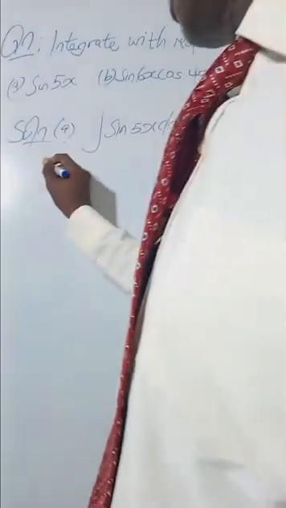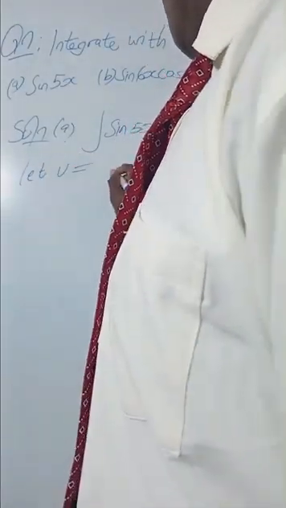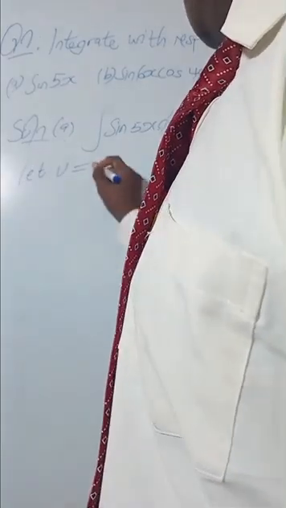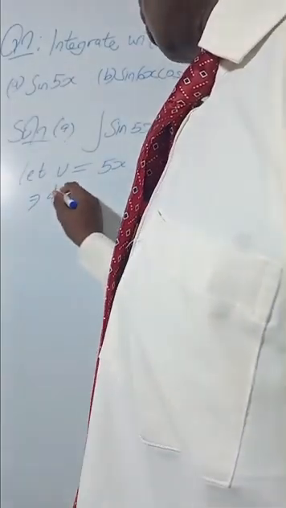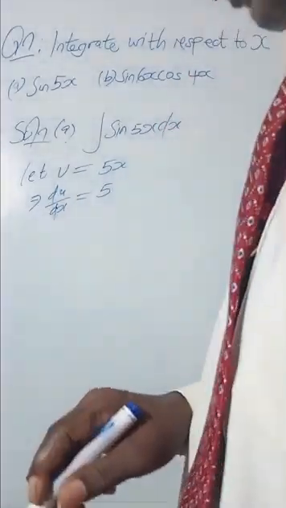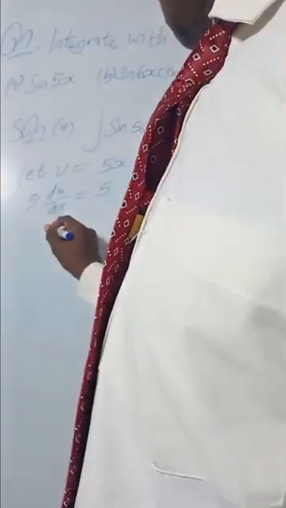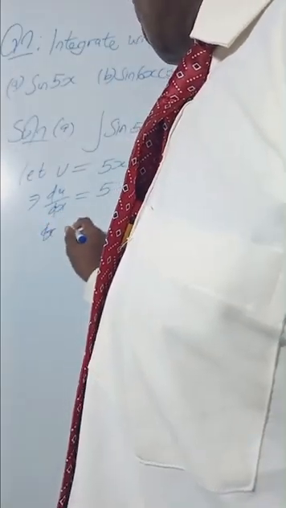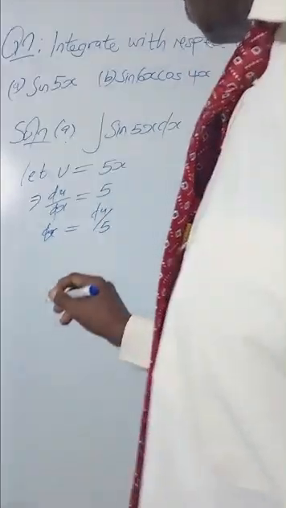How do we do that? By letting u be equal to 5x, such that du/dx will give you 5. So if we make dx the subject, we shall have dx equal to du over 5.